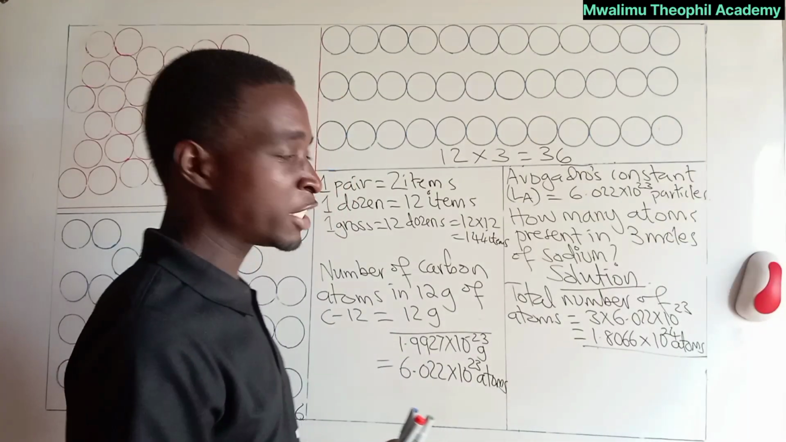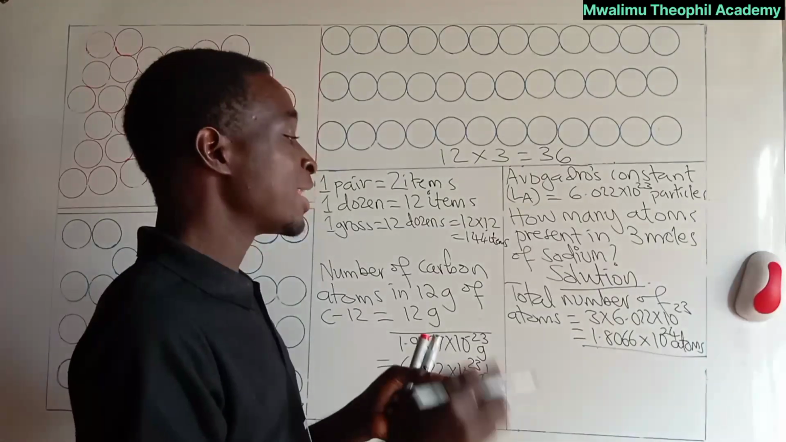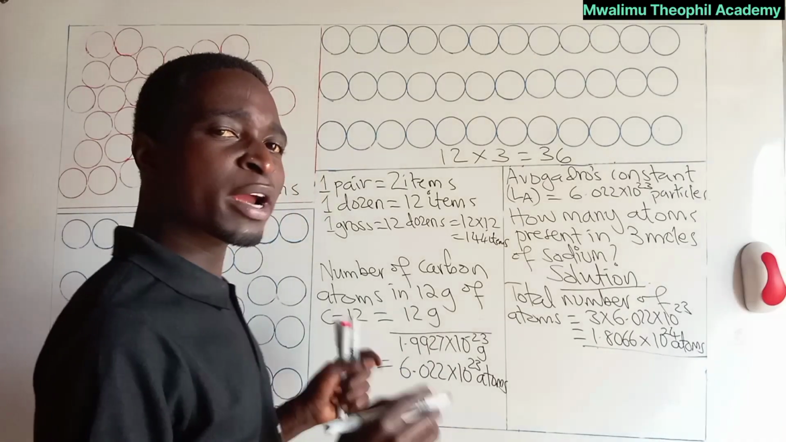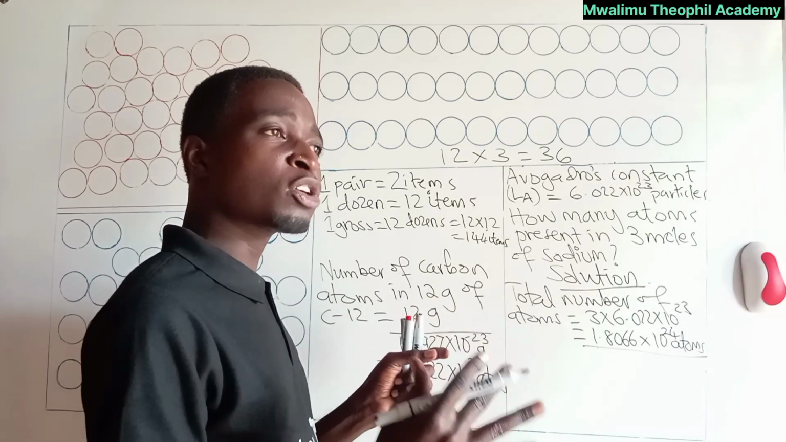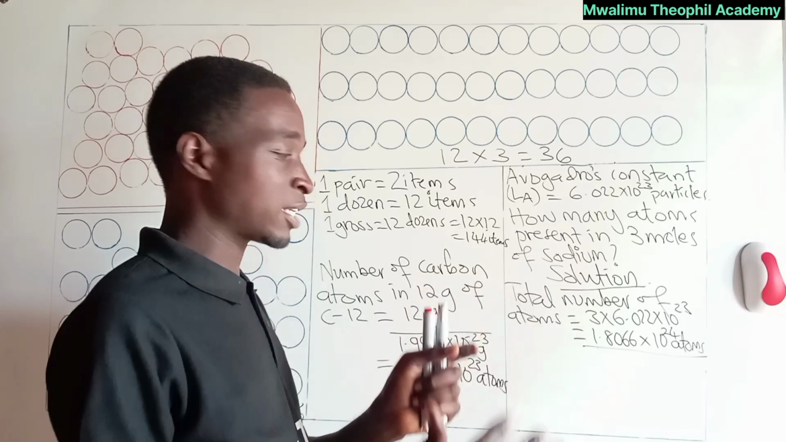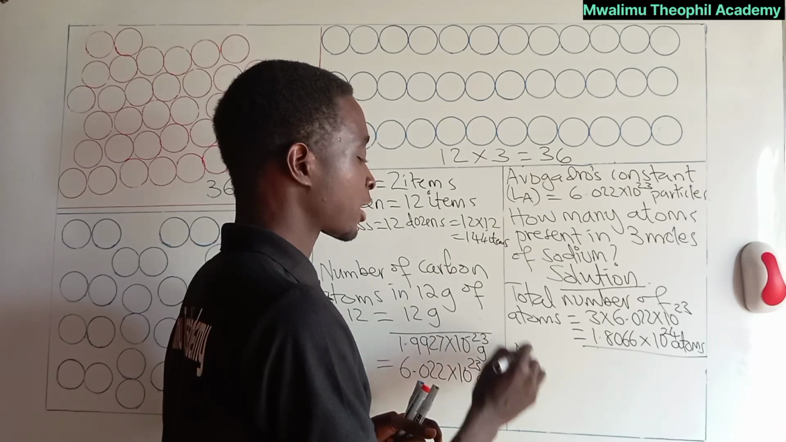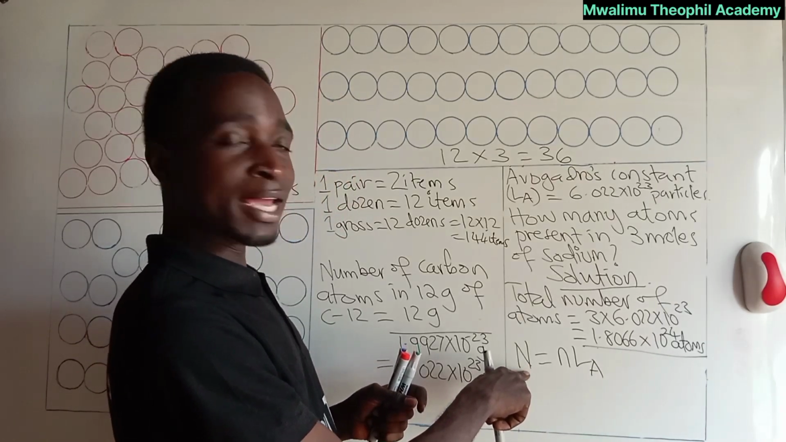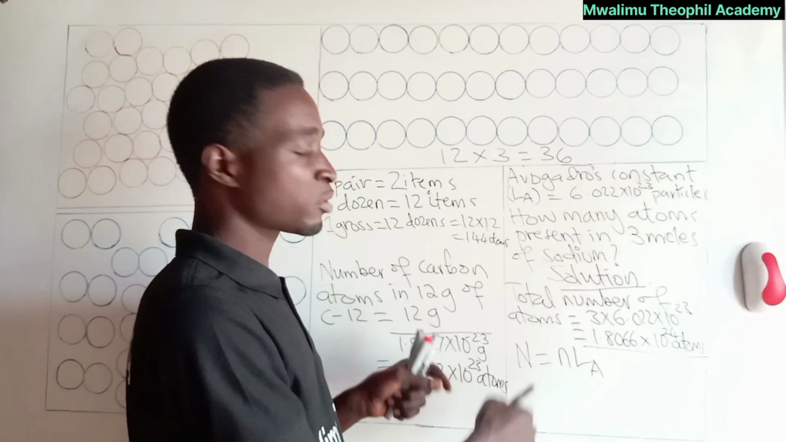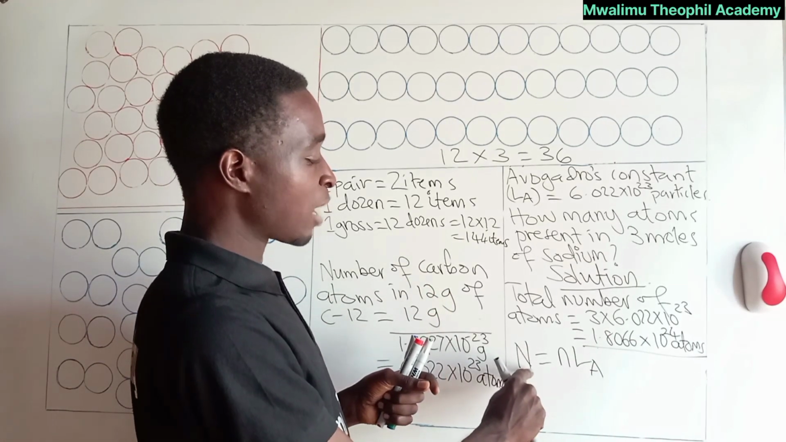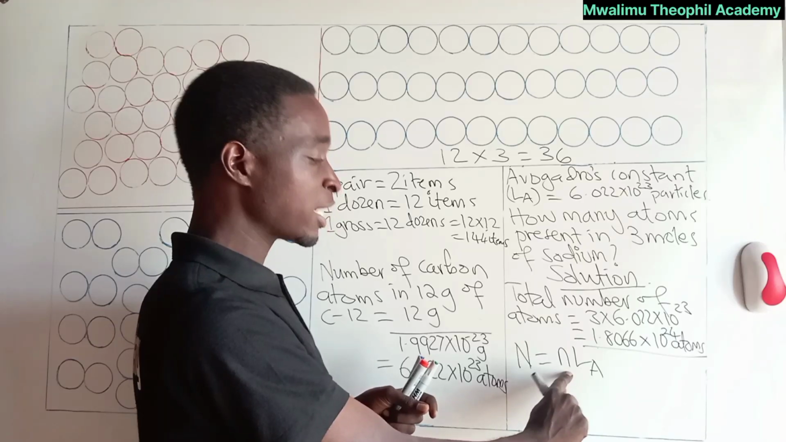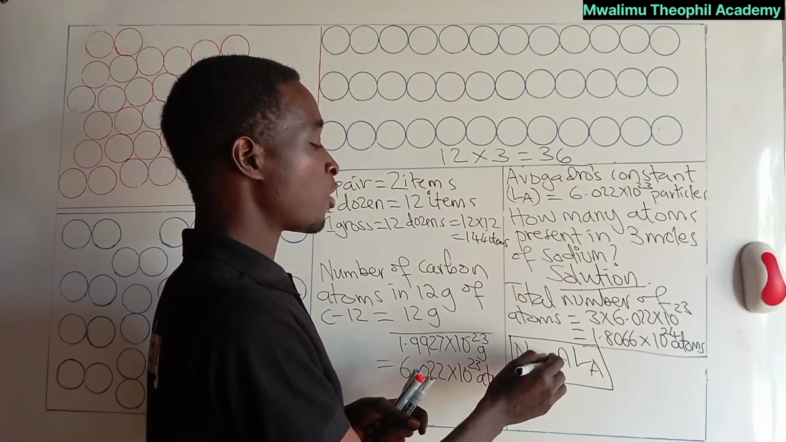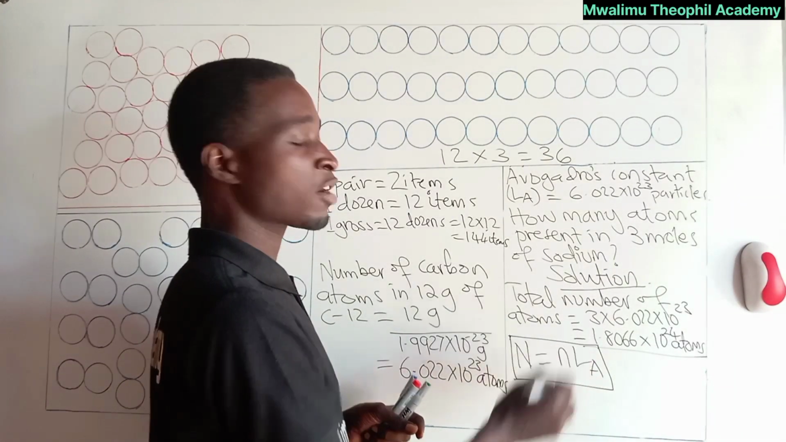Now this is the way we deal with the problems of calculating the number of particles when you are given the number of moles in a particular substance. We have a generalized formula to relate the number of particles, the number of moles, and Avogadro's constant, whereby capital N is equal to small n times Avogadro's constant, where capital N represents the number of particles. These can be molecules, atoms, ions, etc. So the number of particles is equal to the number of moles times Avogadro's constant. This is the formula used to relate the number of moles and the number of particles with Avogadro's constant.